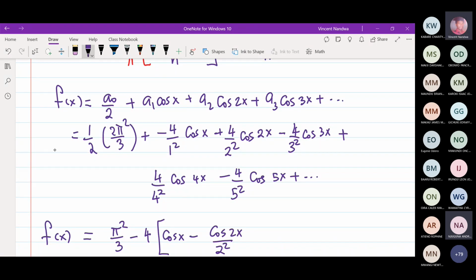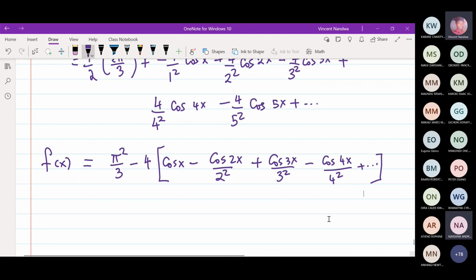And then plus cos 3x over 3 squared. And then the next term, minus cos 4x over 4 squared, then plus other several terms. So this is the required series.